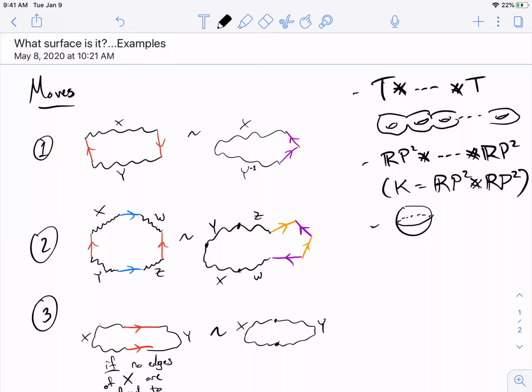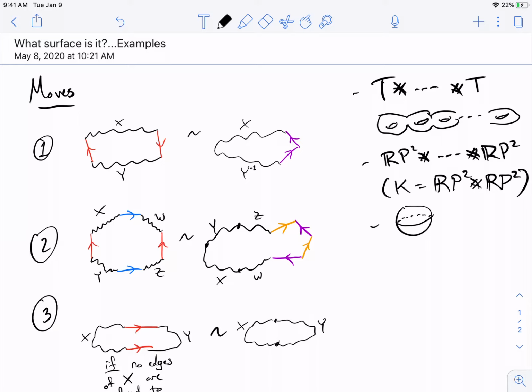So that's the theorem. And in the last lecture video, I gave a sketch of the proof, which is that if you have any polygon with edges identified, then there's a sequence of moves which allows you to reduce it to a polygon with edge identifications, which is clearly one of these three types.